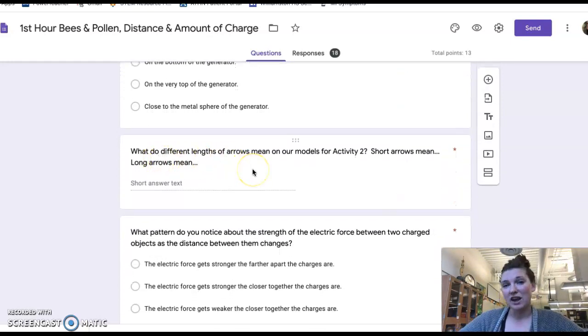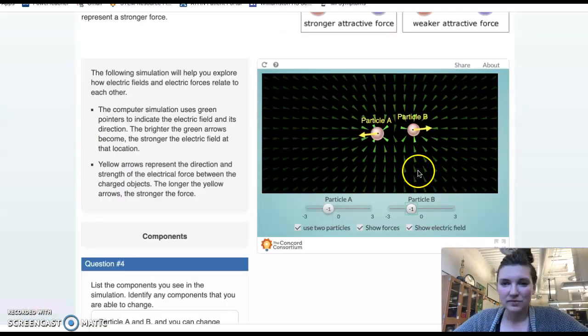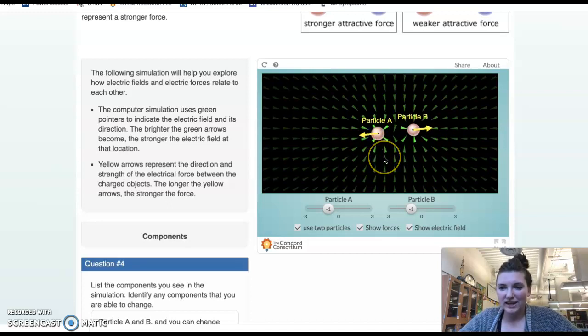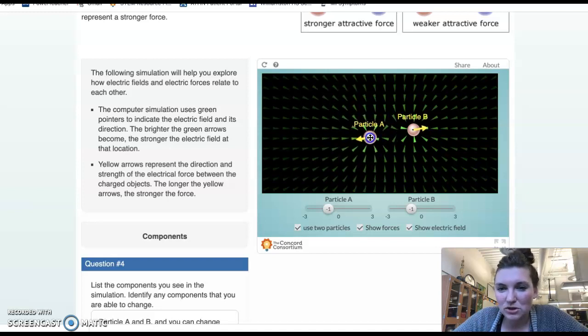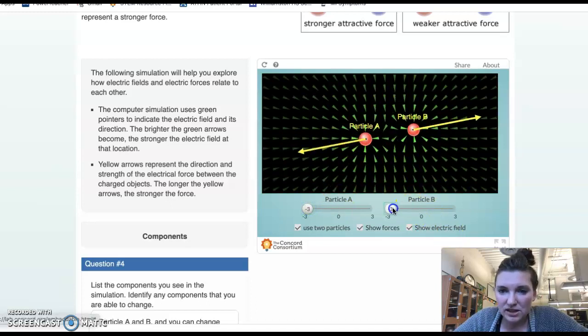What do different lengths of arrows, we're talking about the yellow arrows here, mean on our models for activity 2? So short arrows mean that there's not a lot of force between them. Let me show you this. Here are some short arrows because they're weak charges. They don't really like each other, but there's not a whole lot of force to want to move. And the farther away they get from each other, the shorter those arrows get. Whereas if we have very strongly charged particles, then in that same distance, those arrows get really long, meaning that those two very strongly charged negative particles are going to want to just shoot apart. They have a lot of force pushing them apart from each other.